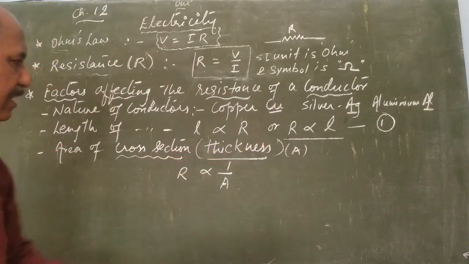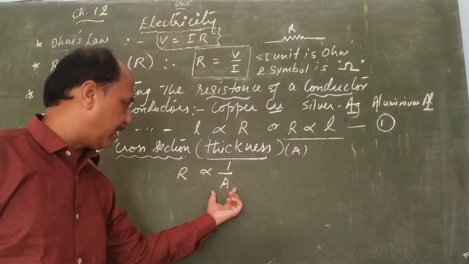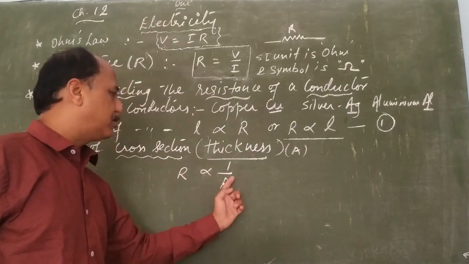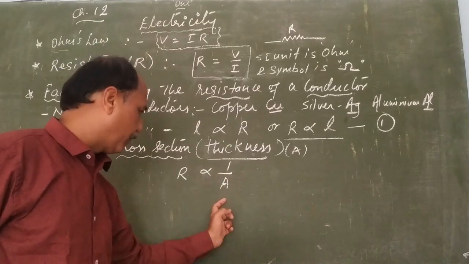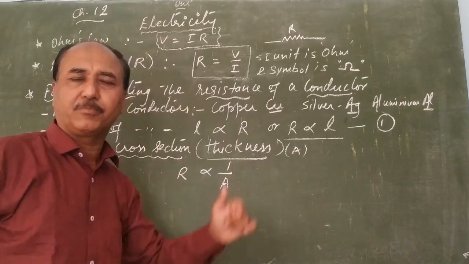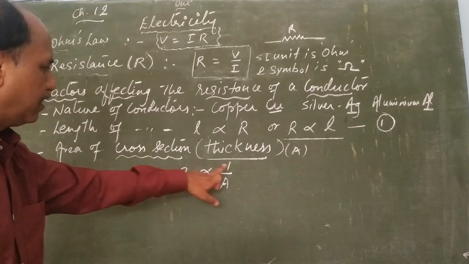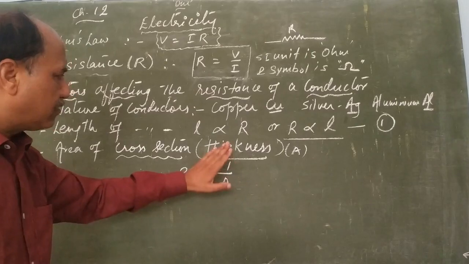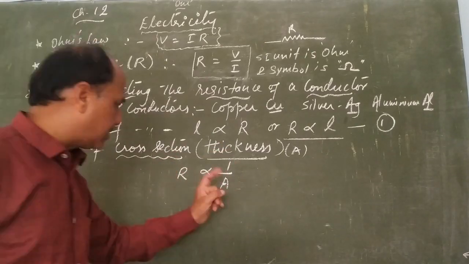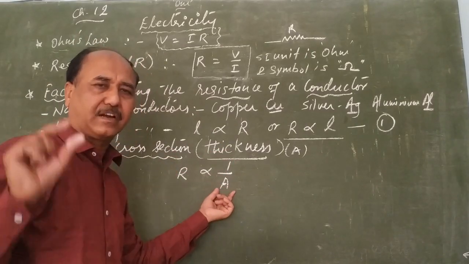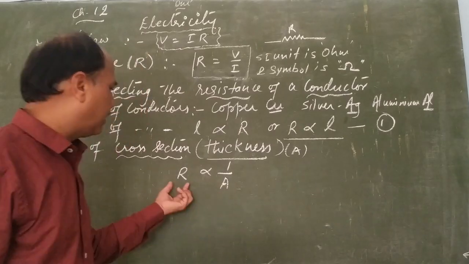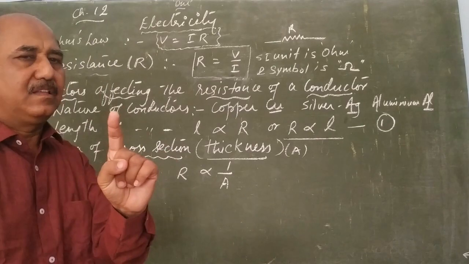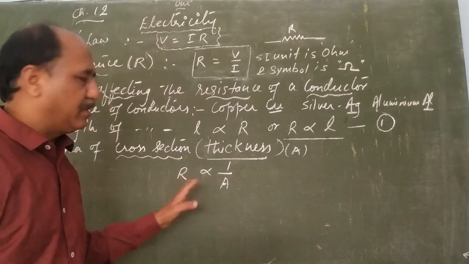Again, we will use area of cross section as A here. That represents our area. When I write R is inversely proportional to area of cross section, we always write the inversely proportional quantity at the denominator place. That is, R is proportional to 1 upon A. So the meaning of this is, if larger is the area of our conductor or wire, then the less resistance is offered by our conductor.